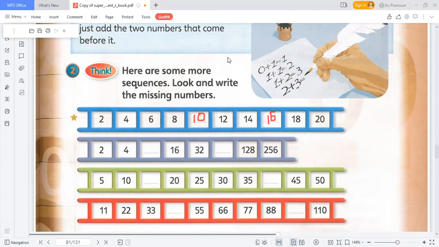Okay, let's do the other one. Okay, here, 2, 4. What about this one? 2 and 4 is 6. Oh, are you sure it's 6? Because if we're going to put 6 there, I don't think 16 will be the answer. Okay, what will you do there?